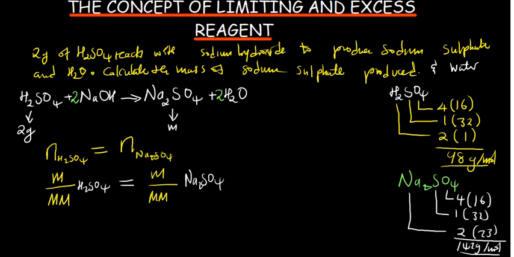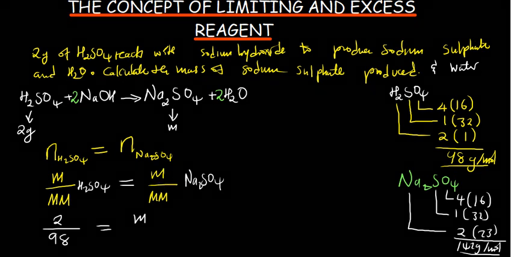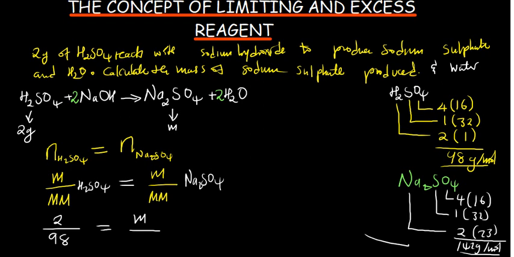And then we are going to come here. Mass of sulfuric acid, we've been given the mass. You see, the mass of sulfuric acid is here. So we're going to say 2 divided by the molar mass of sulfuric acid, which is 98. And this is supposed to be equal to the mass of sodium sulfate. We don't know that, that's the question. Calculate the mass. So that's what they've asked us to find. Over the molar mass of sodium sulfate, it's there.